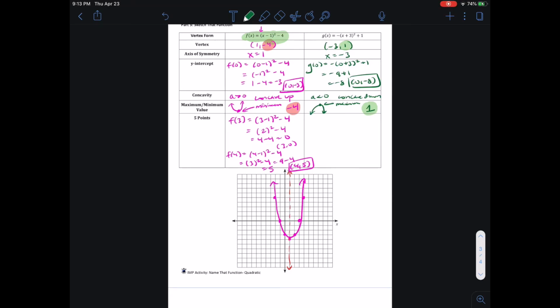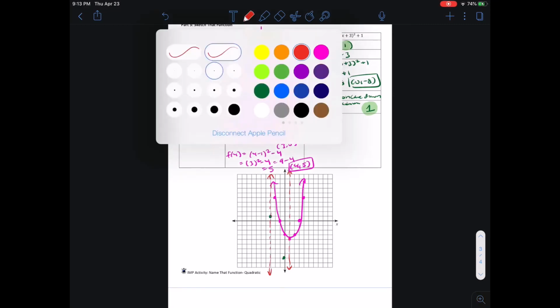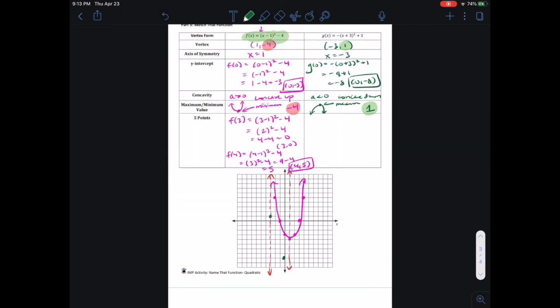So -3, 1 is my vertex. I like to always start with that. And then I know that my y-intercept is 0, -8. And I'm also going to graph my axis of symmetry. So let me use another red line. Goes right through the vertex. If you notice, I get a free point because the y-intercept is 3 units to the right of the axis of symmetry. So if I go 3 units to the left, I get a free point.